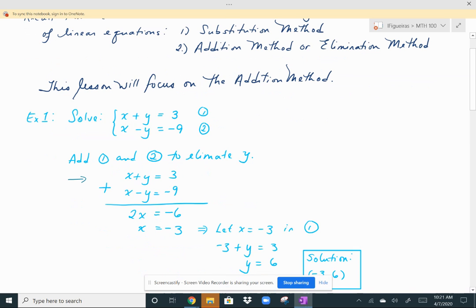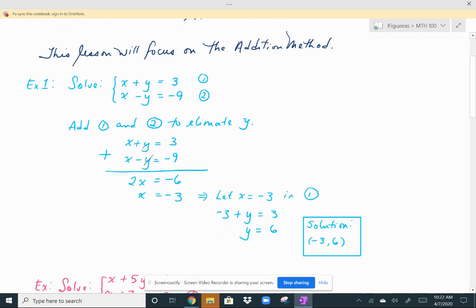When I combine like terms, x plus x gives me 2x. The y's cancel because they're opposite signs, and the right side becomes negative 6. So when you solve for x, you get x is negative 3. But just like with the substitution method, you need a point, not just a single value. So I need an x and a y. I need to substitute x equal to negative 3 into one of the equations above, and it doesn't matter which equation you choose. I chose equation 1, so I'm going to let x equal negative 3 in equation 1.